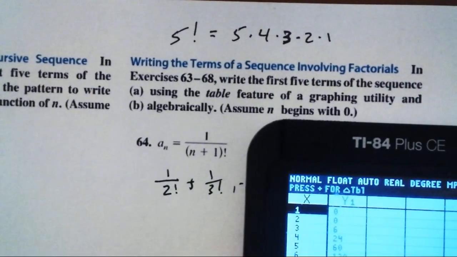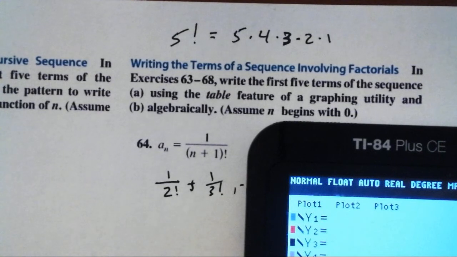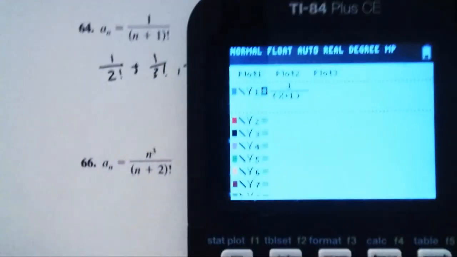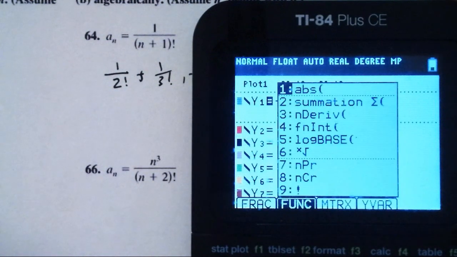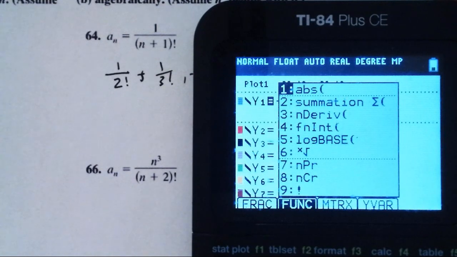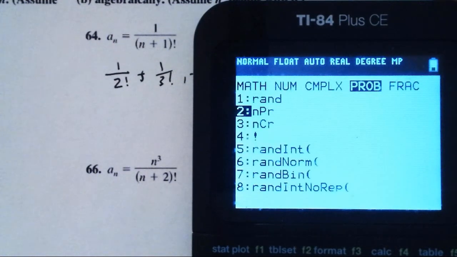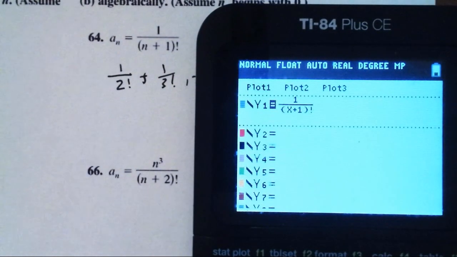I'm going to go into my y equals. I'm going to clear this. I'm going to set up a fraction, second y equals. I'm going to put 1 over, in parentheses x plus 1, close parentheses, and factorial. If you're on an 84 Plus, you've got it here. I'm going to go alpha window. You could also go through math probability and get it there, but alpha window is really convenient. And now I'm going to go back to my table.